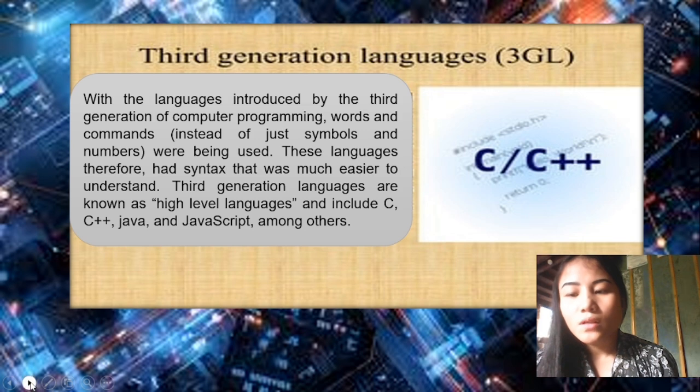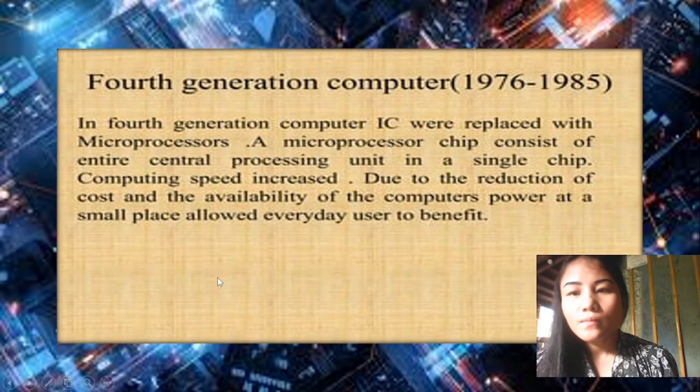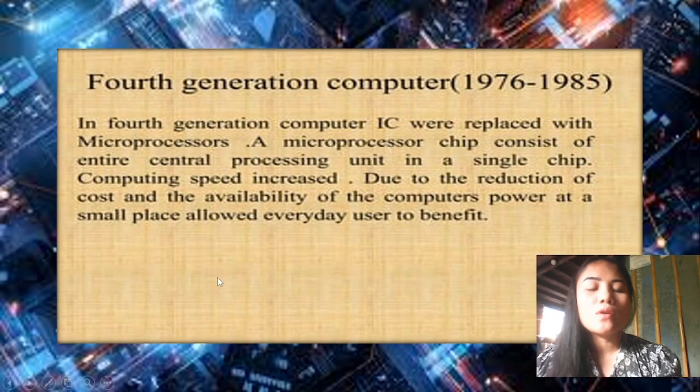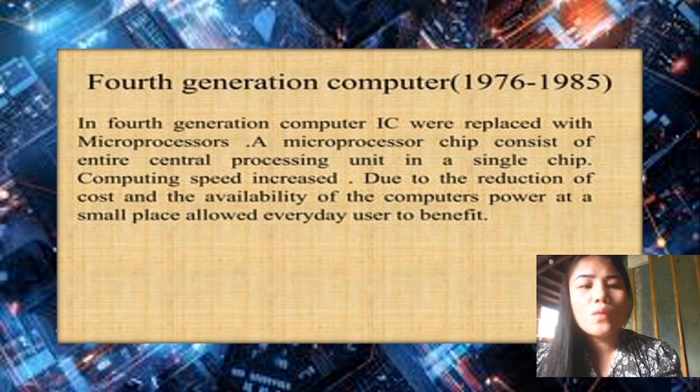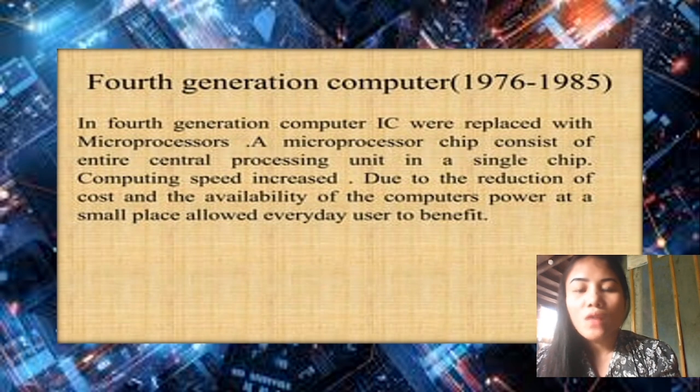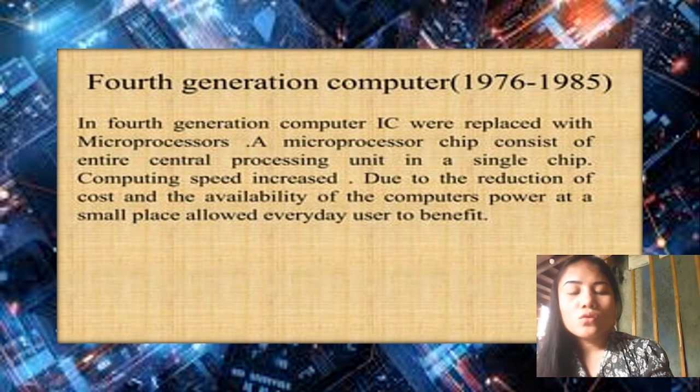Okay, then next. Fourth generation computer, or 1976 to 1985. In fourth generation computer, ICs were replaced with microprocessors. A microprocessor's chip consists of the entire central processing unit in a single chip. Computing speed increased due to the reduction of cost, and the availability of the computer's power in a small place allowed everyday users to benefit.